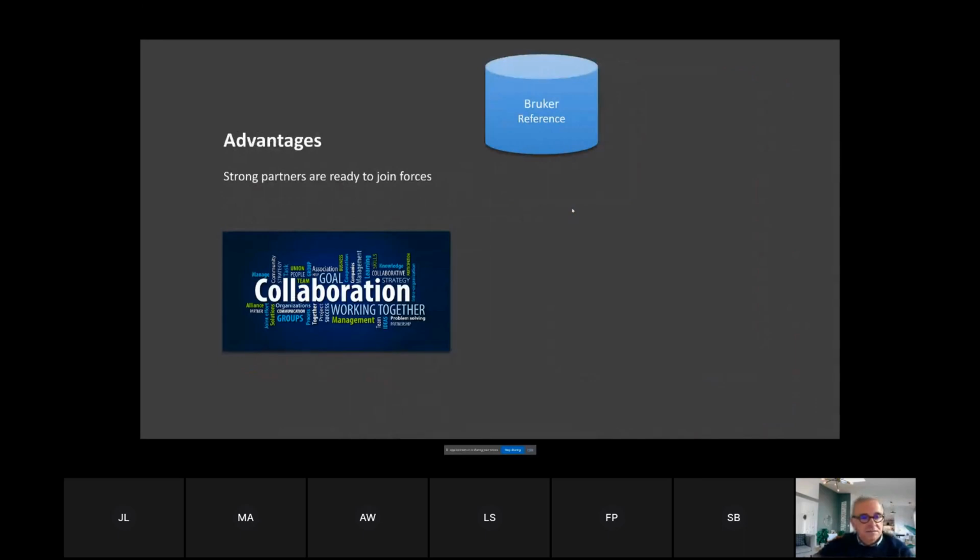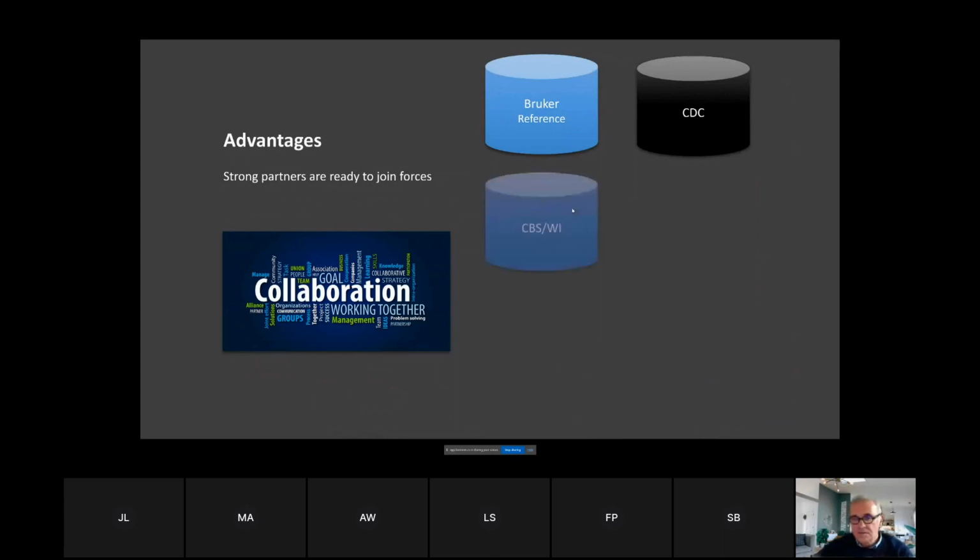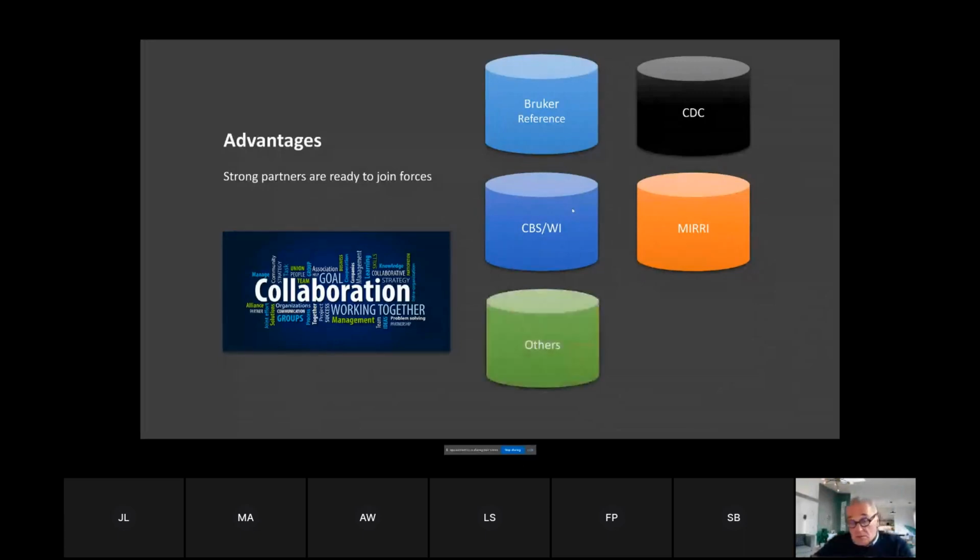Why not? So we now have a project with Bruker and the CDC in Atlanta to create a reference database, and of course the Westlake Institute, formerly known as CBS, to create a system that would work together. Maybe MIRRI, people or collections or partners would be interested to join, and I'm pretty sure that a number of them will join later on. We would like to open it to other partners in the future for sure as well.